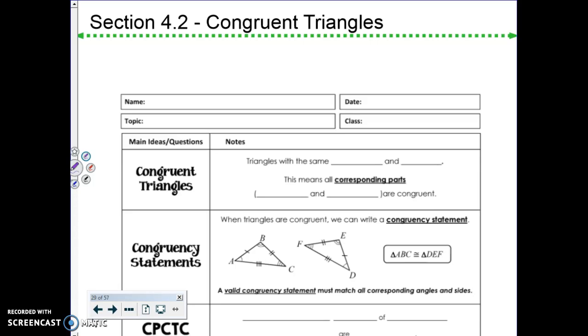We're going to talk about congruent triangles so that we can eventually prove when triangles are congruent. And before we can do that, we want to talk about all the different pieces of congruent triangles. So hopefully you have this piece of paper out and let's get started.